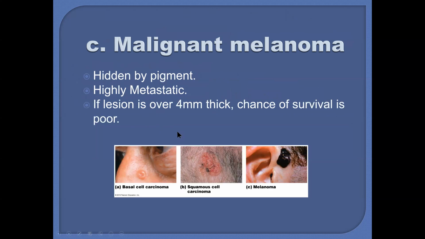Hidden by pigment, highly metastatic. If lesions are over 4 millimeters thick, chance for survival is poor. That's why it's an immediate consultation. You pick up the phone and call. If you're not somebody that takes care of these, if you don't work in the dermatology office, plastic surgery office, or general surgery office, you pick up the phone and call the office, the dermatologist we're going to send them to, and get your patient an appointment that week to be seen.